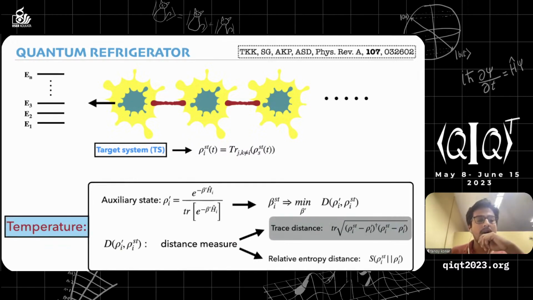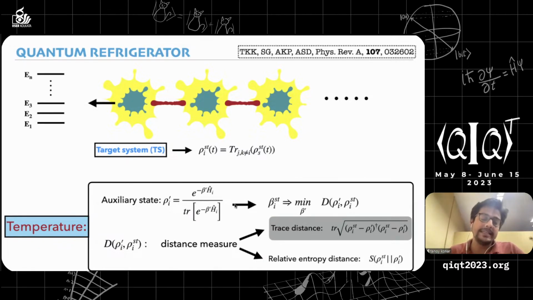And now, how do we define temperature? For our case, suppose this individual local system is given by H_i, and then we take an auxiliary state, which has some arbitrary temperature, e to the power minus beta prime H_i. And this is a Gibbs state.